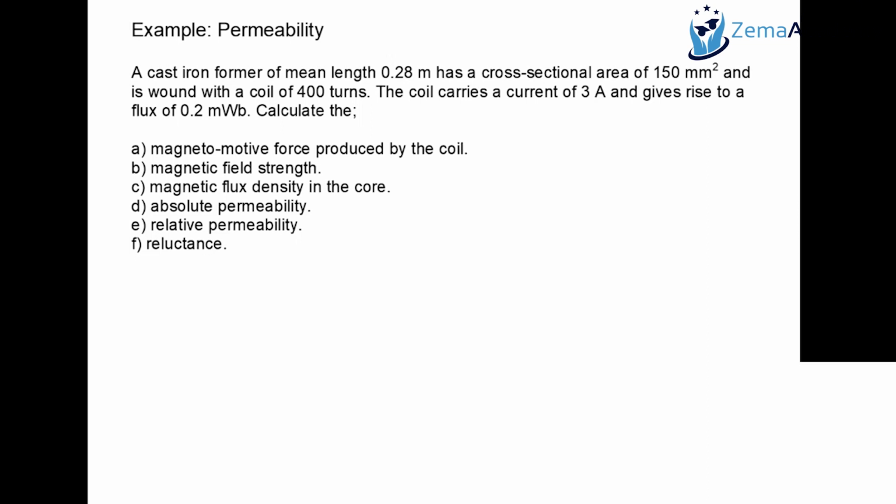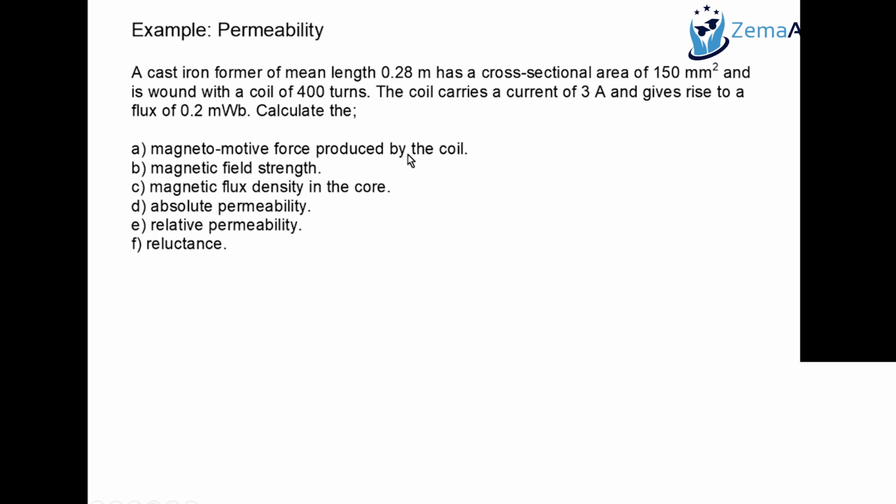Now we have another example question. A cast iron former of mean length of 0.28 meters has a cross-sectional area of 150 millimeters square. 150 millimeters square into meter square would be 150 into 10 to the power minus 6 meter square, and is bound with a coil of 400 turns. The coil carries a current of 3 ampere DC and gives rise to a flux of 0.2 milliweber.